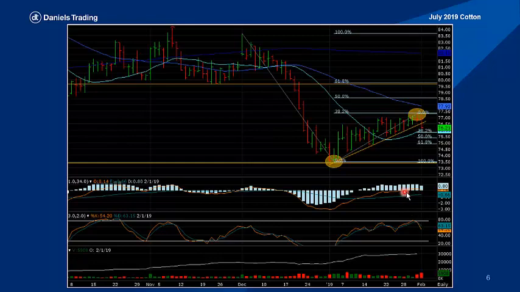And right now the MACD's kind of mixed, which is the reason why I'm not looking to short this contract right now. So I have a 20-day moving average angled upward, the 50-day moving average moving downward. A crossover of those two moving averages is a bull signal. So we'll be patient on this.